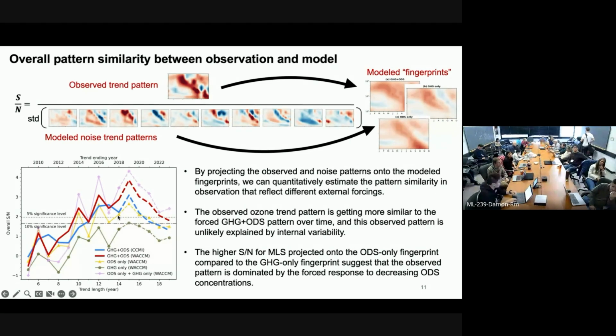The yellow line here is when I project the MLS pattern onto the ODS-only forcing. The green line here is when I project MLS onto the greenhouse-gas-only forcing. The higher signal-over-noise values we see when we project MLS onto the ODS fingerprint tell us that the observed pattern is dominated by the first response to decreasing ODS concentrations.